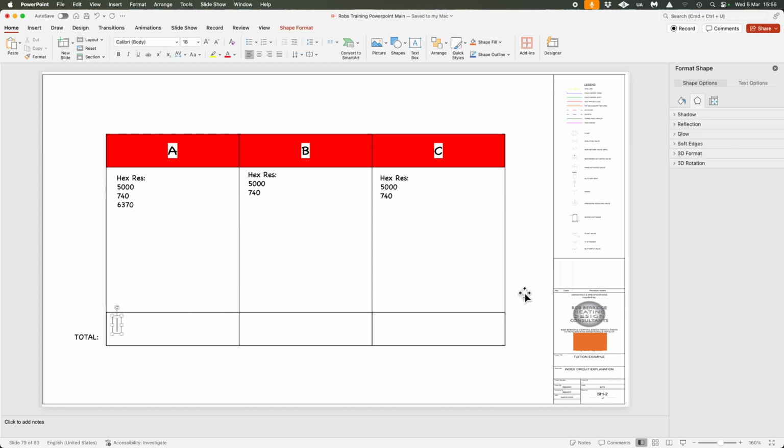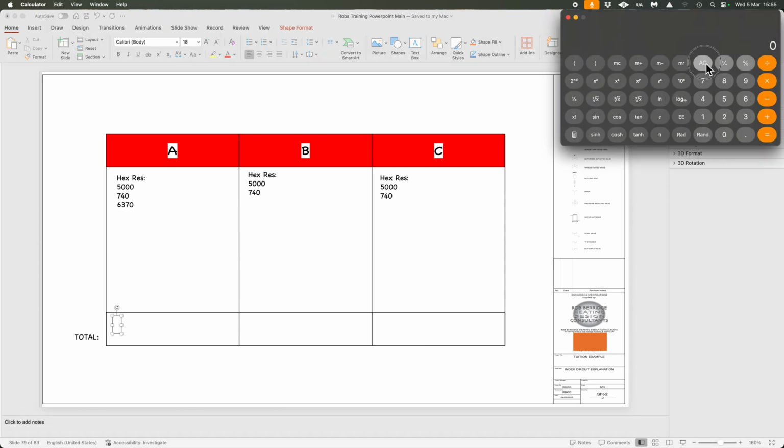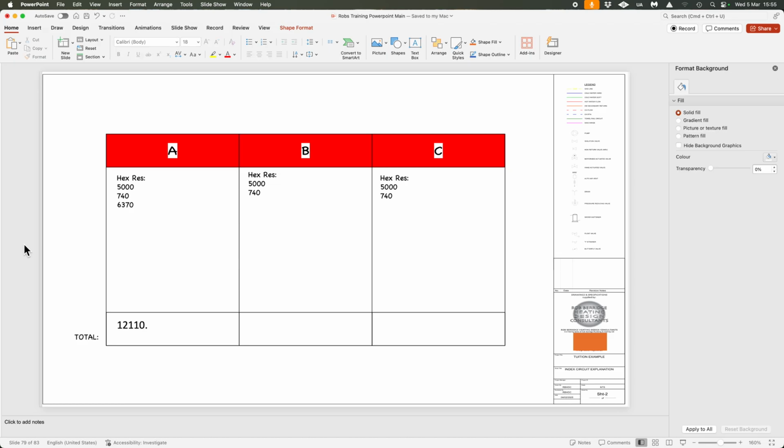What we can do now is we can bring up our calculator and we can say that we had our hex resistance, so our heat exchanger resistance of 5,000. So we say 5,000 pascals plus 740 plus 6,370 equals, and we've got 12,110. And that is circuit A completed. So that one circuit is 12.1 kPa.